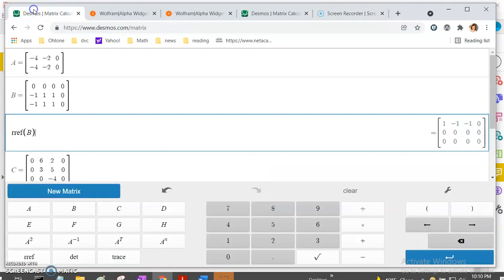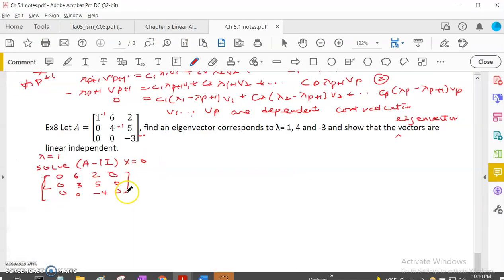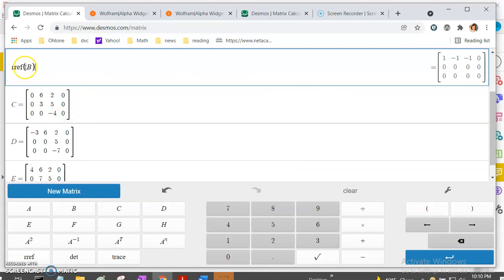Let's see. Do I have it? Oh, yeah, I have it here. 0, 6, 2, 0, 3, 5, 0, 0, -4, 0. Right? So if I do RREF of C, what do I get? I get 0, 1, 0, 0, 0, 0, 1, 0. And then that's it, 0, 0, 0.